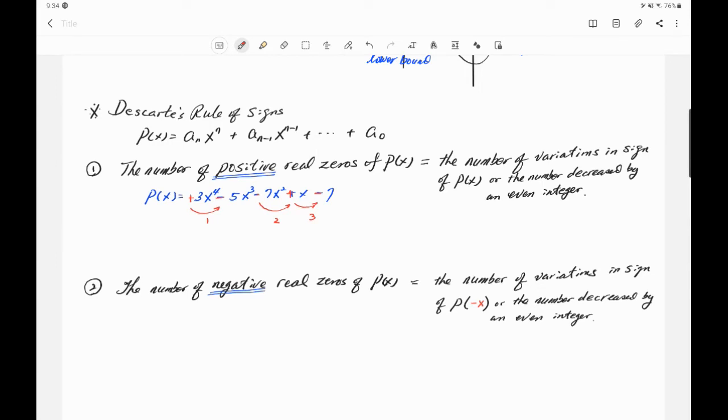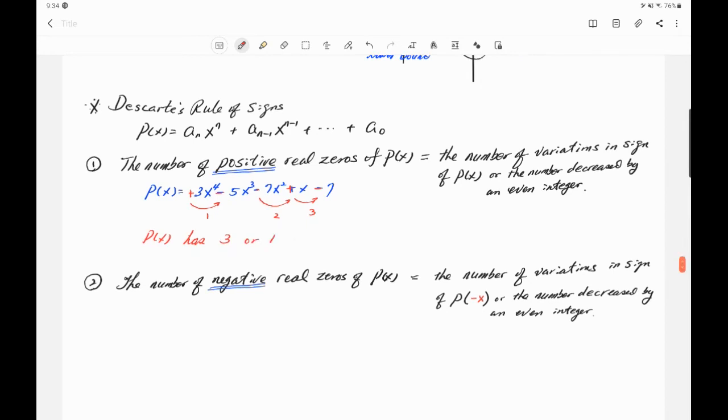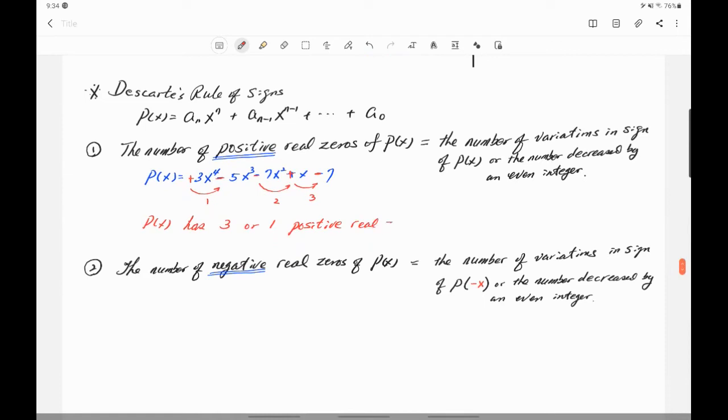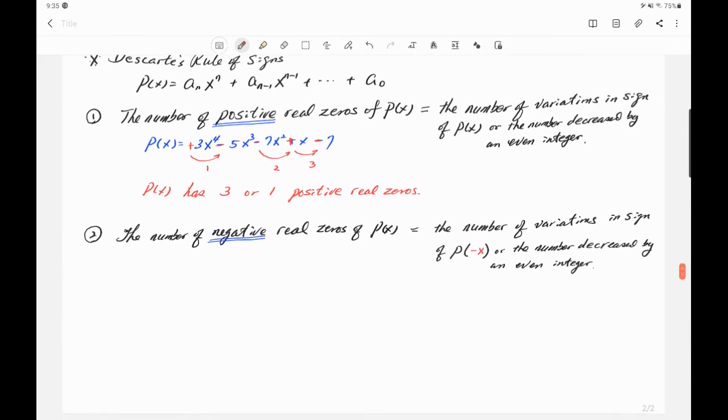So the positive real zeros could be 3. There may be 3 positive real zeros or decreased by 2, so 3 or 2. Can you see it? Alright, so in this case P of x may have 3, or 3 minus 2 is 1, positive real zeros. May have, right? All right, then how about the negative real zeros?